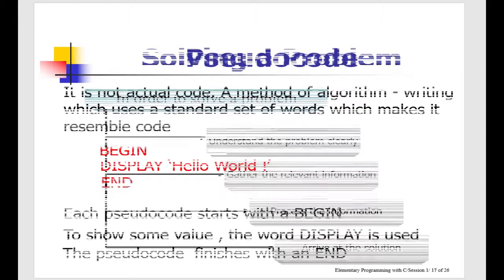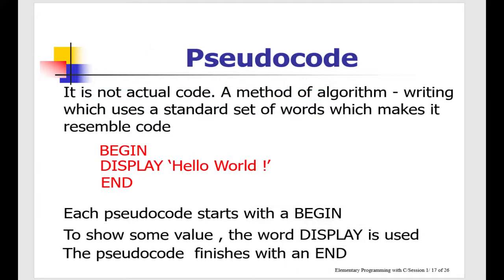Let us look at the ways that we can use to come up with simple solutions to simple problems. We have pseudocode. Now, pseudocode is not actual code, and pseudo comes from the Greek word pseudo, meaning false, and it is a method of algorithm writing which uses a standard set of words which makes it resemble actual computer code. But please note that it is not actual code.